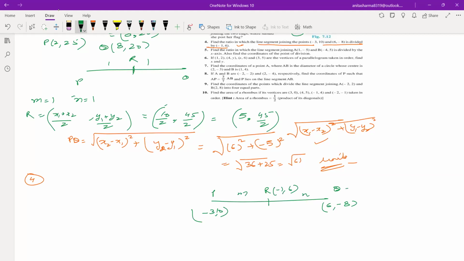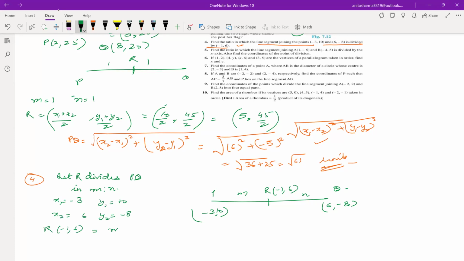So no need to confuse, because in your books or in some other books, it is given let the ratio be k is to 1. So no need to be confused. Just take the ratio as m ratio n only. So you will write, let R divide PQ in m ratio n. So now value of x1 is minus 3, y1 is 10, and x2 is 6, y2 is minus 8. And our coordinate is given minus 1, comma 6.